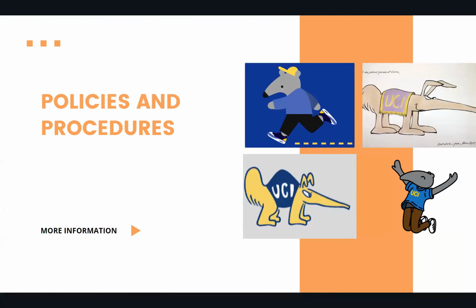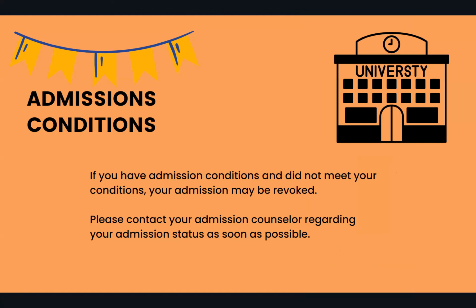Right, so now we're moving on to policies and procedures. One of the requirements that you might have seen on your student portal are your admissions conditions. If you do not meet any of these conditions, your admission could be revoked. If you have any questions about this, or if you feel like you're not sure what these are, we do advise that you contact your admissions counselor regarding your status as soon as possible. Again, this is something that is on your admissions portal, and the admissions office would be addressing any questions regarding this requirement.